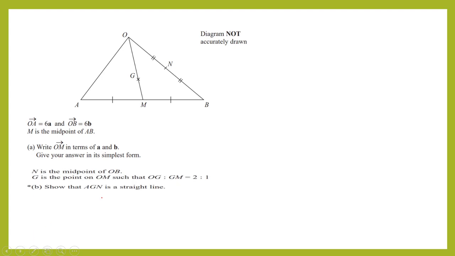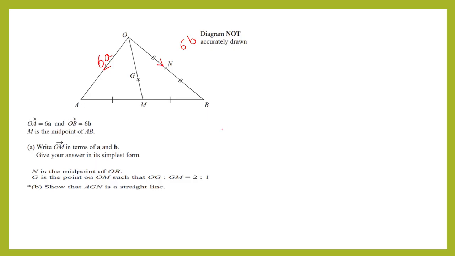Now we're going to take an example that includes a straight line, to prove that a vector is a straight line. It's very important and it's related to parallelism as well. OA is 6a, and this is the direction. OB is 6b, and this is the direction. Write OM in terms of a and b. We need to find OM, and you must notice that M is the midpoint of AB.